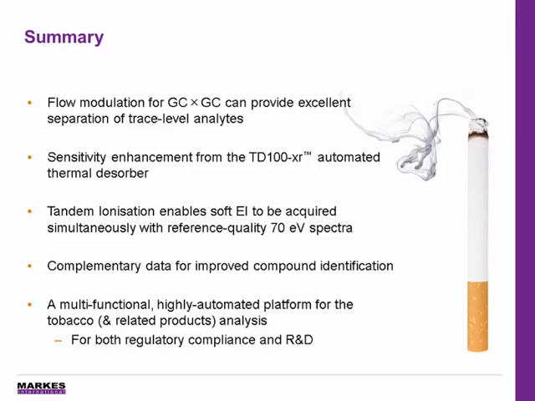In summary, this application shows that flow-modulated GC is well suited for the separation of volatiles in cigarette smoke, especially when coupled with the pre-concentrating effect of the TD100 XR. Tandem Ionisation by the BenchTOF Select allows two complementary datasets to be acquired at once, with reference quality 70 eV spectra for screening against commercial or in-house libraries, plus soft EI for enhanced confidence in compound identification, especially in the case of isomers. This all comes together as a highly automated, multifunctional system, ideal for routine and R&D applications in the tobacco industry.